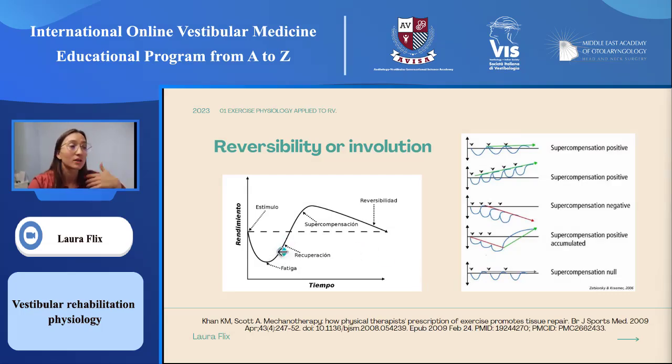because we are going to apply the stimulus in the recuperation part. Well, the body isn't prepared for another stimulus, so it won't benefit, in this case, the patients.